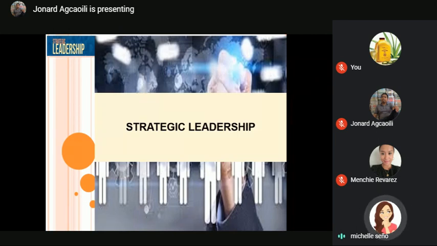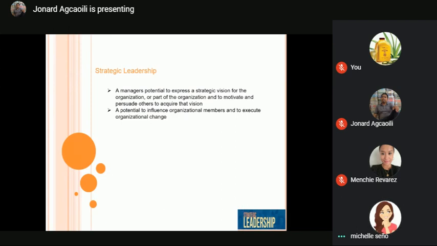Strategic leadership. So, next po. Ano nga po ba yung strategic leadership? A manager's potential to express a strategic vision for the organization or part of the organization and to motivate and persuade others to acquire that vision. So, a potential to influence organizational members and to execute organizational change.